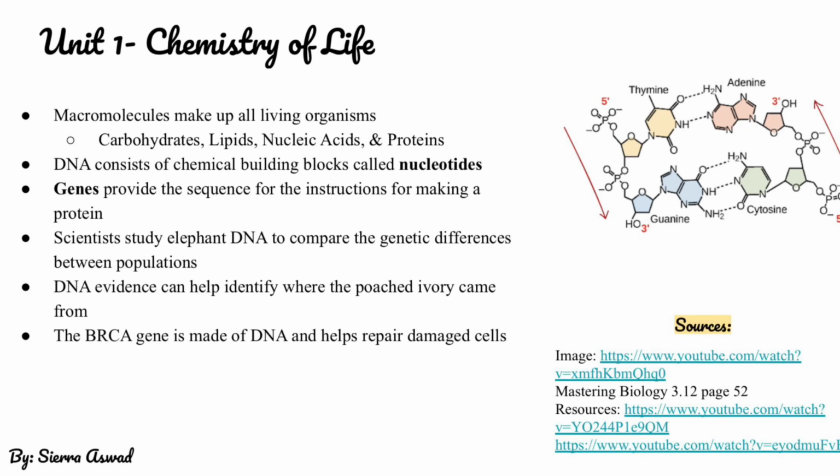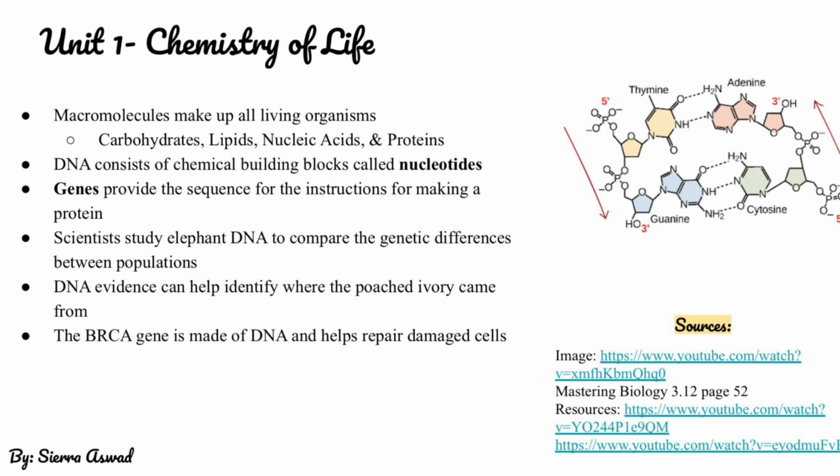Unit 1 Chemistry of Life connects to the African Elephant Lab because all elephant cells are made of important biomolecules like proteins, lipids, carbohydrates, and nucleic acids. Carbohydrates provide quick energy, lipids store energy, proteins help with structure and repair, and nucleic acids like DNA store genetic information. DNA is made of nucleotides that contain sugar, phosphate, and nitrogenous bases.